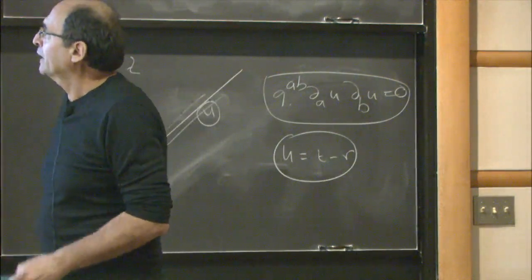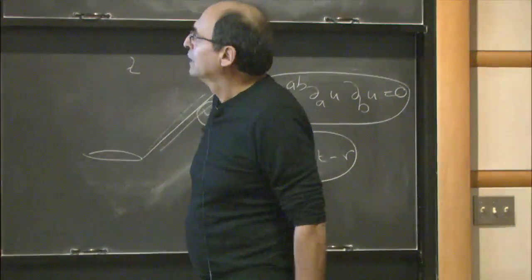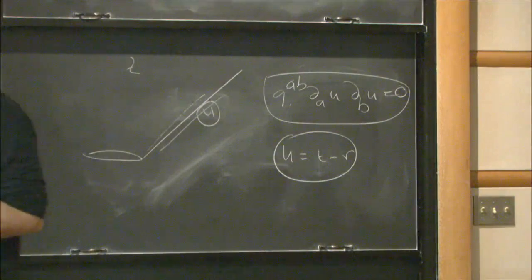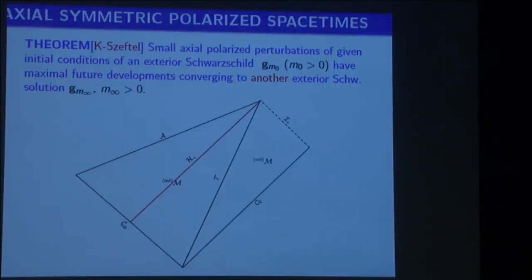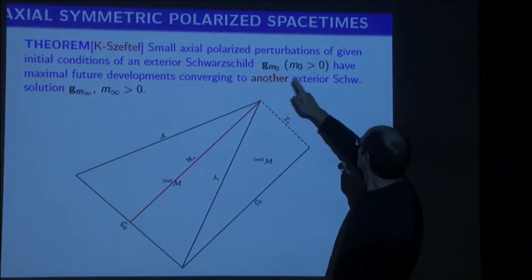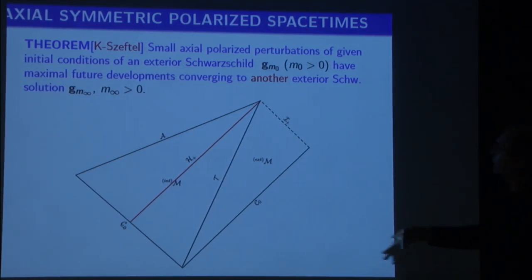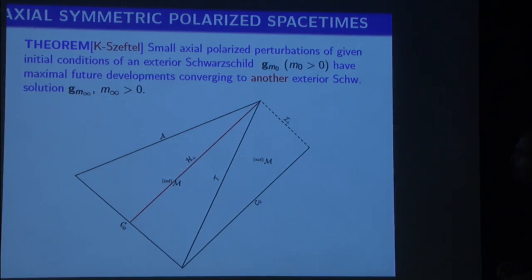All right, so here is a theorem of Klainerman and Szeftel and myself. It says that small axially polarized perturbations of a given initial condition of an exterior Schwarzschild spacetime, so you have to start with initial data which are axially polarized, have a maximal future development converging to another exterior Schwarzschild solution, which is determined by this new parameter, M infinity. And this is how the picture looks like.